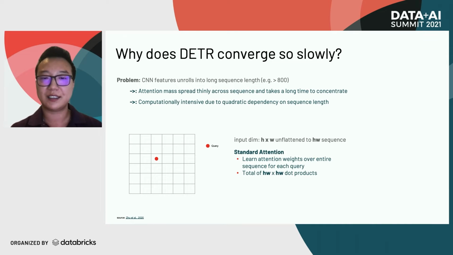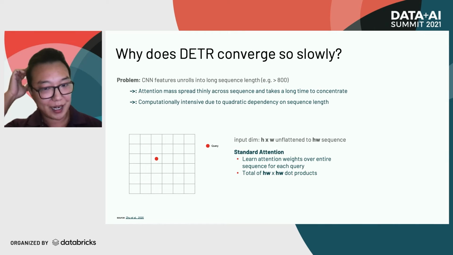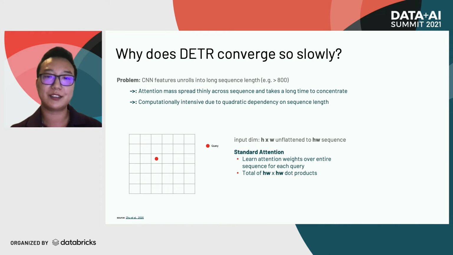In standard attention, for a fixed point in our sequence, so say we're looking at an image and we have a query vector that we want to attend to, we need to look at all the other pixels in this image for a particular query. And when you do this for all the queries in an image, you wind up with a total of height by width dot products. So that's why it's quadratic dependence. And for long sequences, this is very expensive.